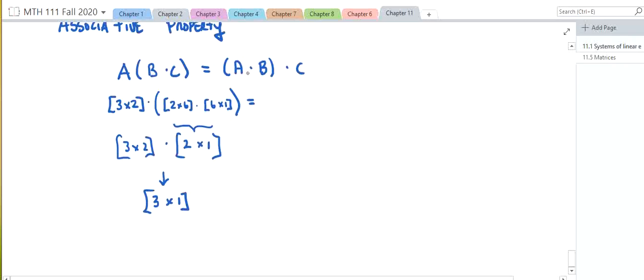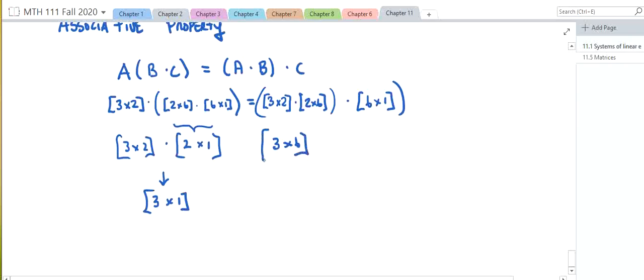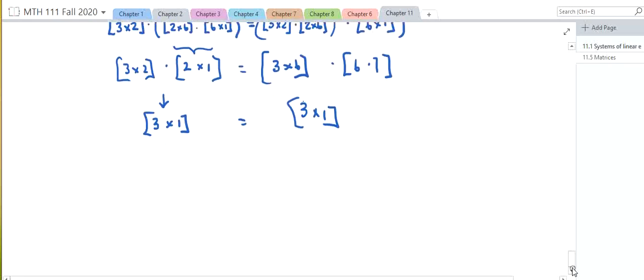If I do it this way, I would go 3 by 2 times 2 by 6. So we're going to do this one first. So this is going to leave us with a 3 by 6 times a 6 by 1, which is a 3 by 1. So you end up with the same result. So that's how the associative property works.